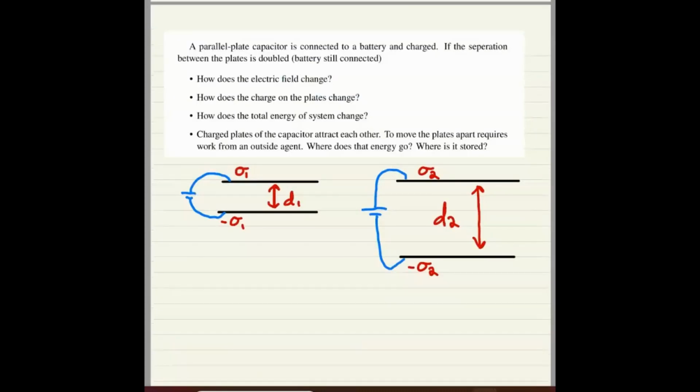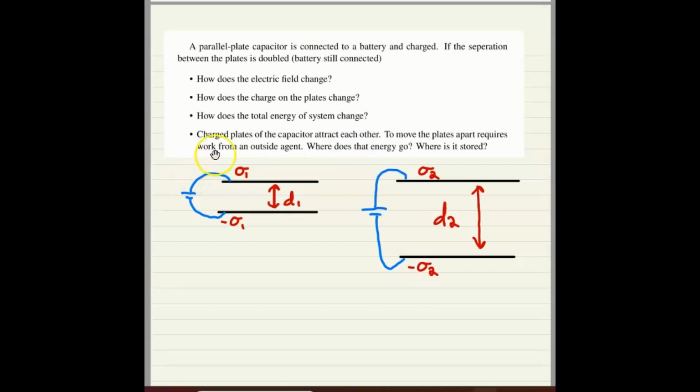This is another problem. It involves some similar ideas to the previous problem we discussed, but this is a conceptual problem. It doesn't have any cantankerous calculations. It just requires you to put your brain in second gear and plow right on through. Let me read the problem. A parallel plate capacitor is connected to a battery and charged. If the separation between the plates is doubled: 1. How does the electric field change? 2. How does the charge on the plates change? 3. How does the total energy of the system change?